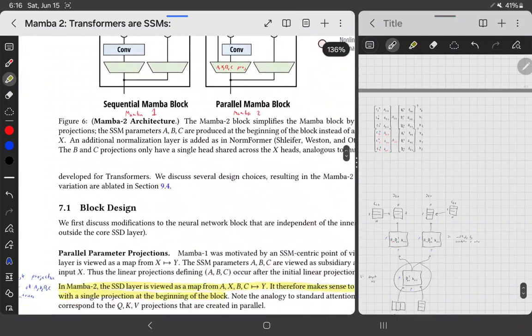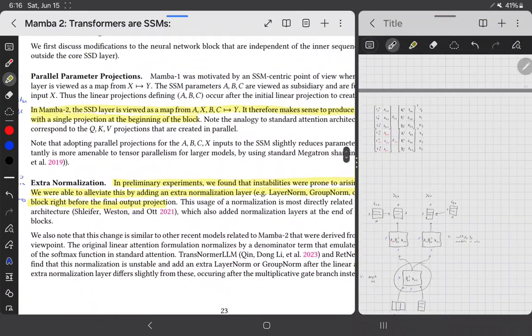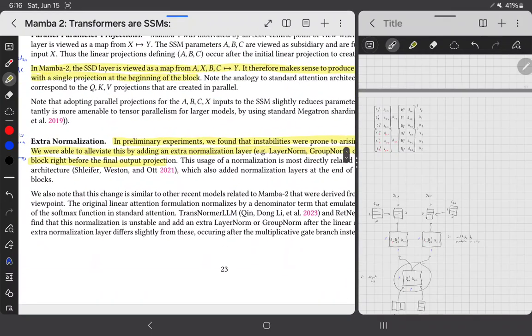Okay, on to the different multi-head styles. They talk about why they do that here.